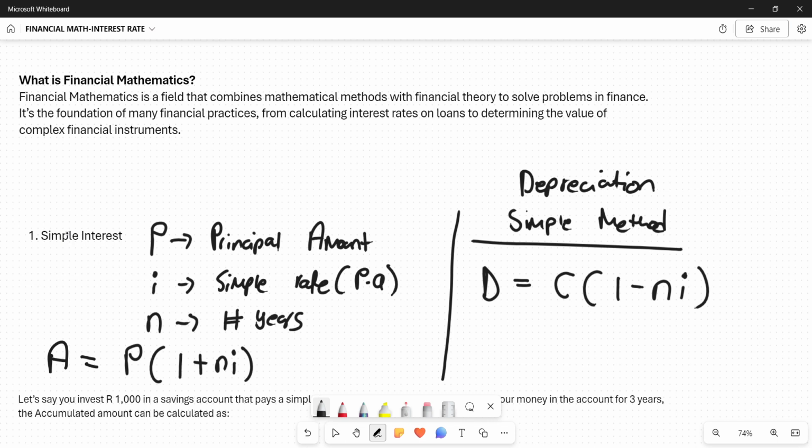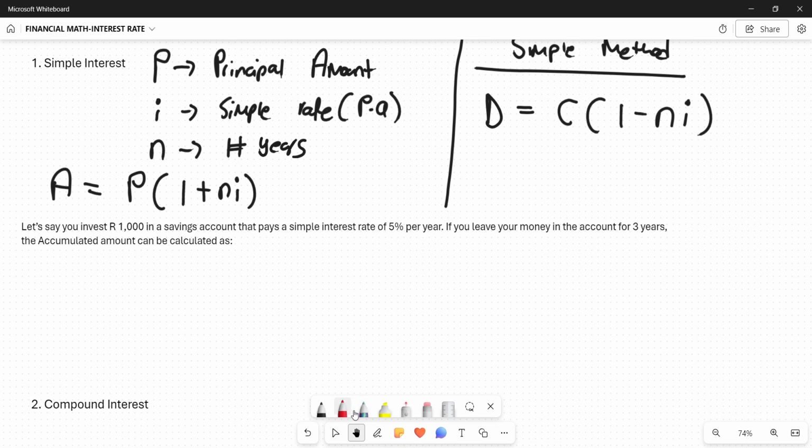So now here I have an example of calculating the accumulated amount using simple interest. They're saying you invest 1,000 into a savings account that pays simple interest of 5% per year, and you leave your money in your account for 3 years. So basically we have P of 1,000 rands, i of 5%, which is equivalent to 0.05 in decimal form, and n of 3 years.